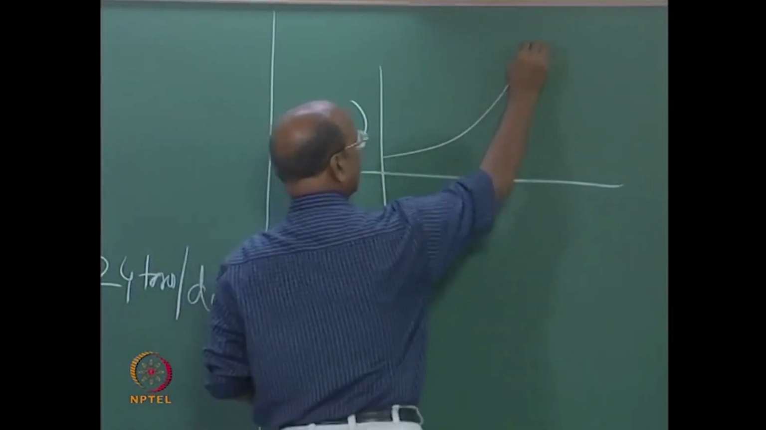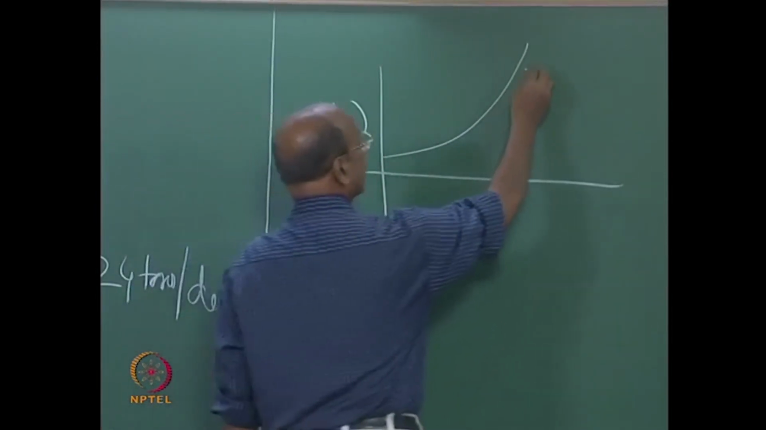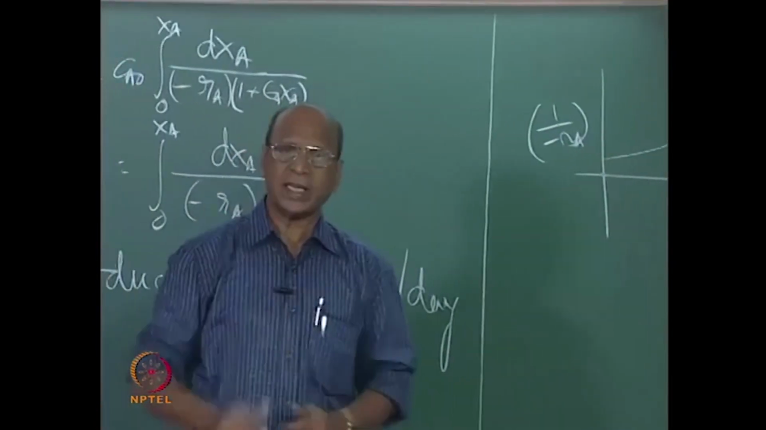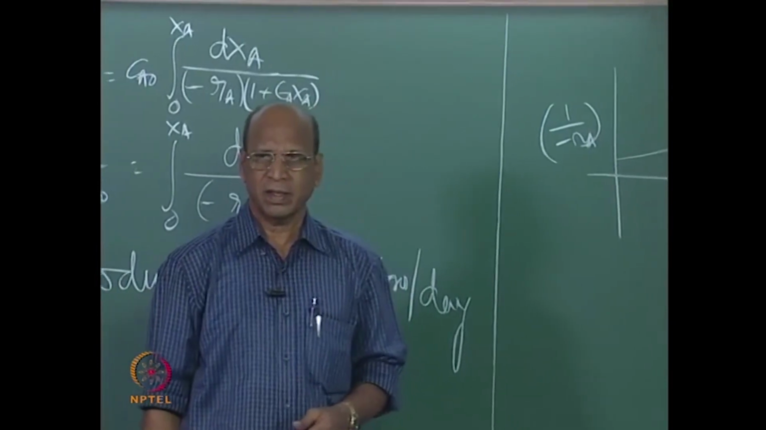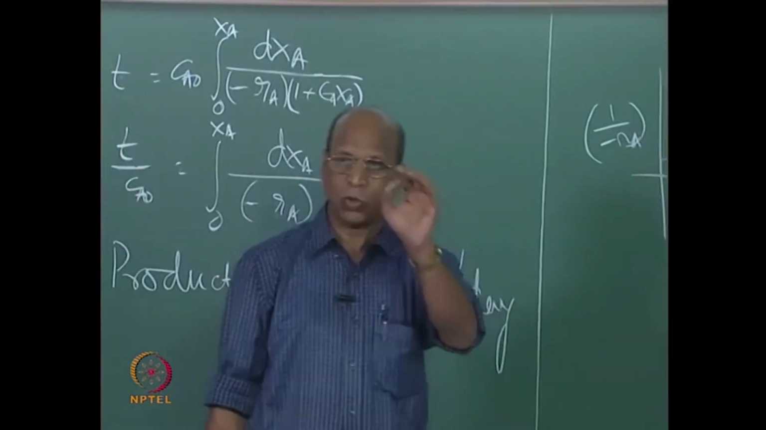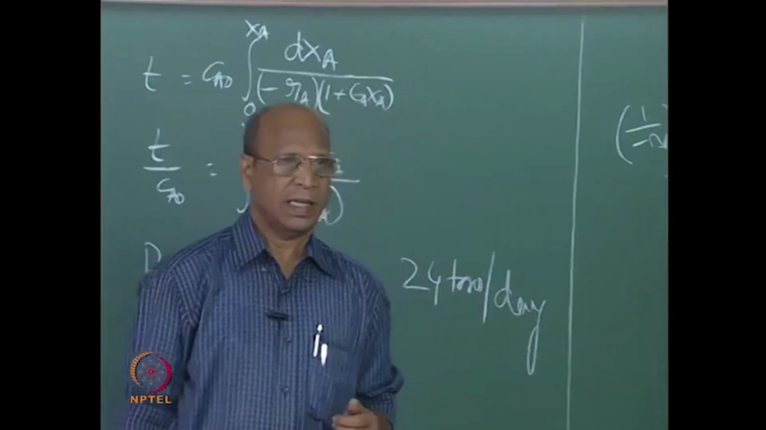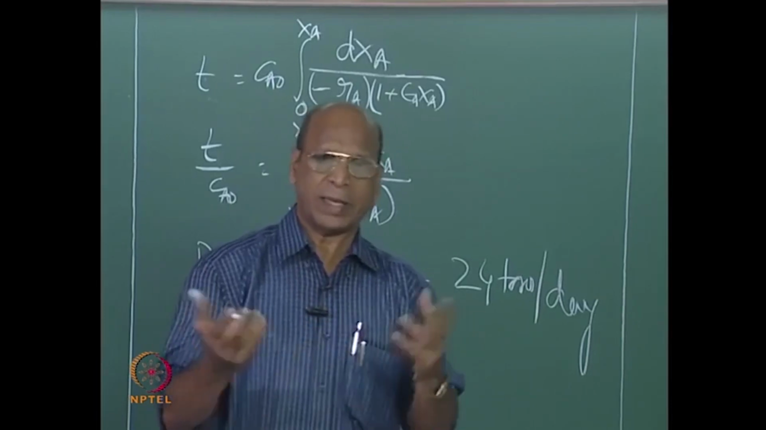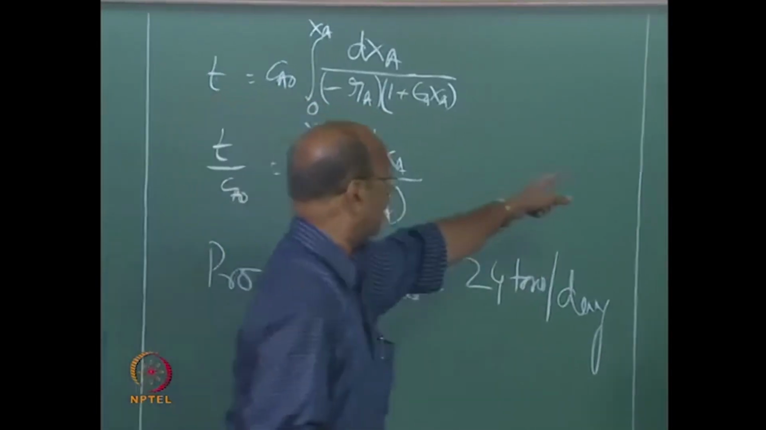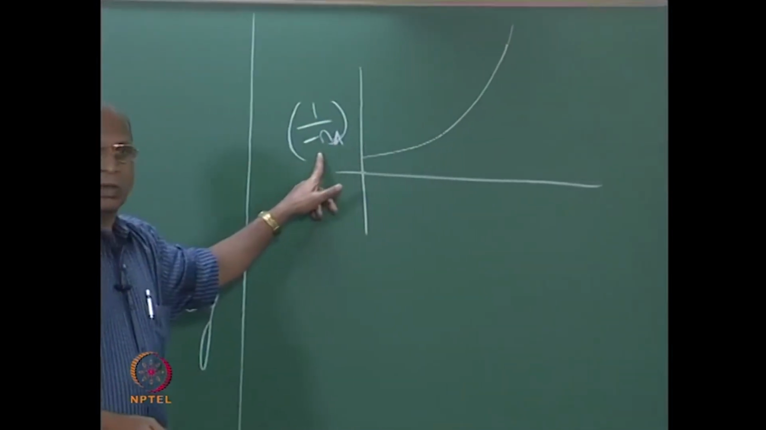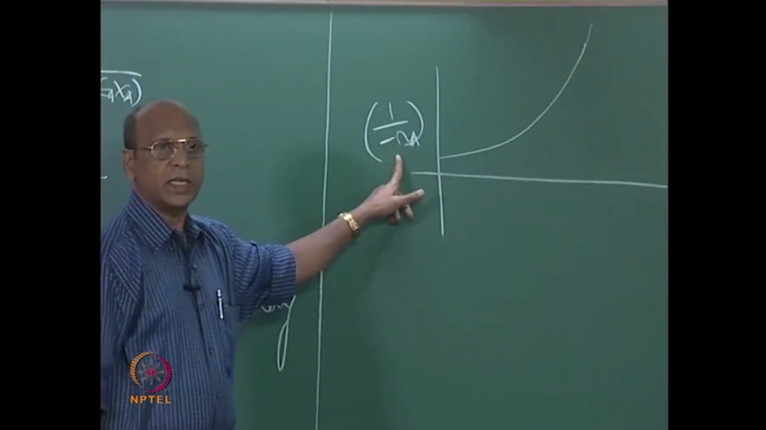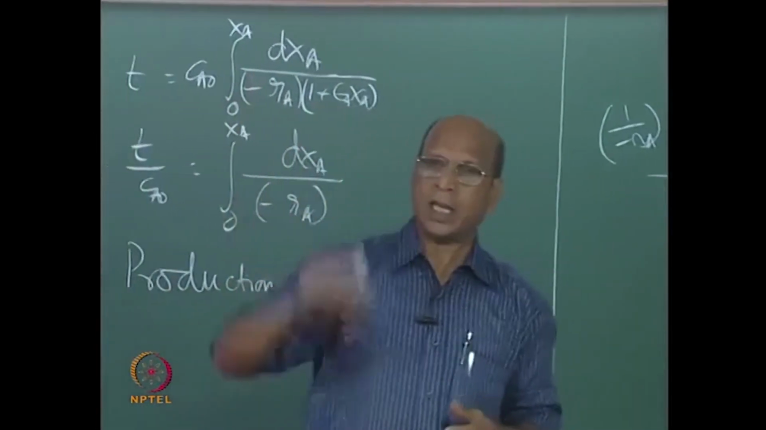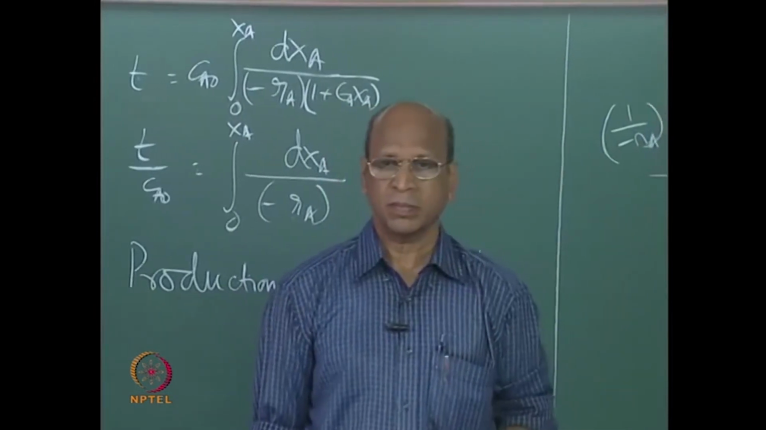So, normally you will get most of the time a curve like this, and here you see why it is steeply increasing. 1 by minus r_A. What is r_A at X_A equal to 1? At 100% conversion, what is r mathematically? 0. But what is this coordinate? 1 by infinity. We have to go to infinity. And now just imagine before that it is not 1, it is 0.99999, then you are very close to infinity, right.